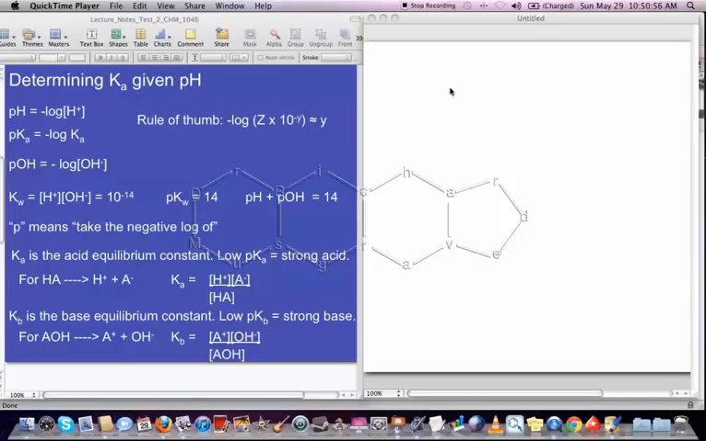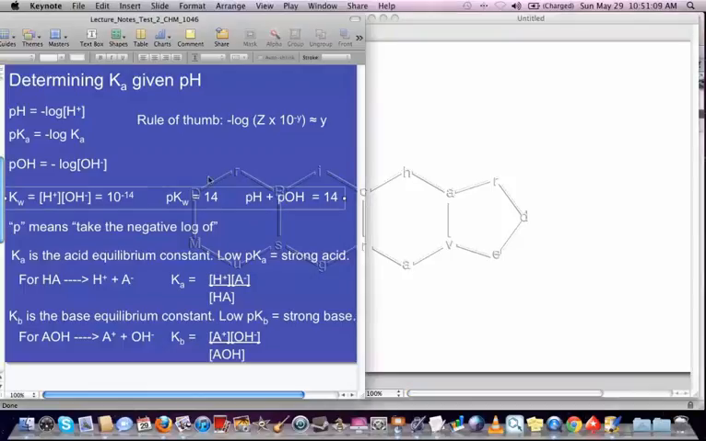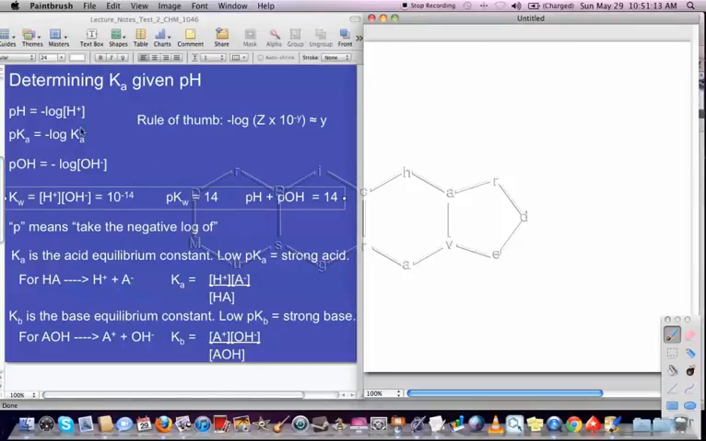Alright, let's look at some calculations that involve Ka and pH. So first of all, let's define what pH is. pH is the negative log of the hydrogen ion concentration, and you've got it here. pH equals negative log of concentration of H+. Whenever you see the little p out the front, the little p just basically means take the negative log of. So we've got pH is take the negative log of H+.